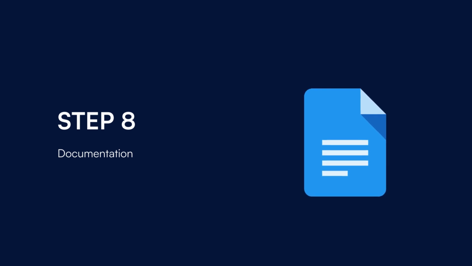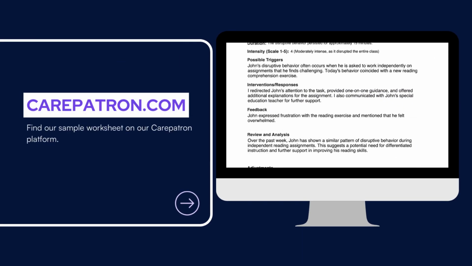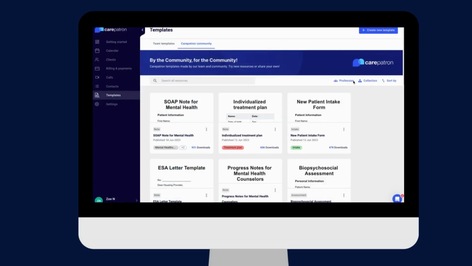Here is a sample of our behaviour tracking sheet, which you can find on our Carepatron platform. To find our behaviour tracking sheet, go to our Carepatron platform or click on the link in the description. In our template section, we have a variety of templates and worksheets for you to use with your patients. You can filter or type in the keywords to find the worksheet.